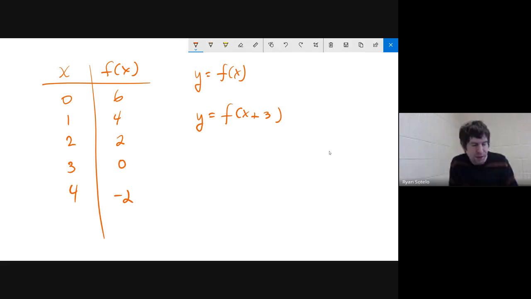So you may have questions that ask you in terms of a table rather than a graph, but it works the same. If you do the outside of the function, it's vertical, so it only affects the y coordinates.